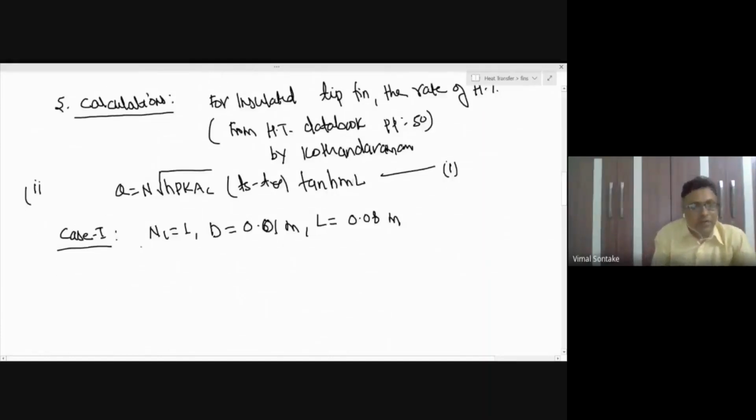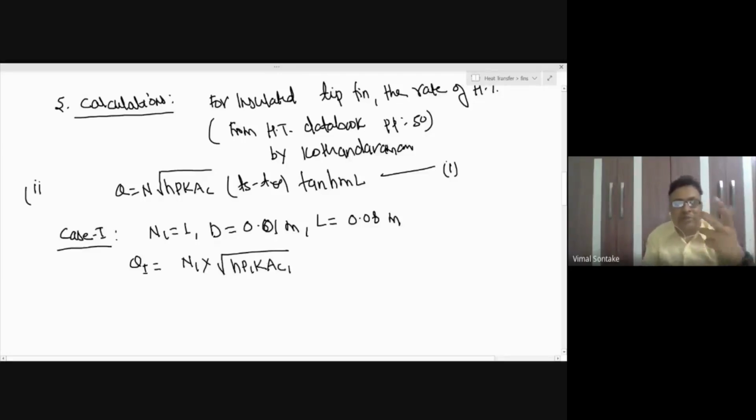Okay. So how can I calculate heat transfer rate in case 1? N1 into square root of h P1 k Ac1, because diameter is changing, so perimeter and cross sectional area will also get changed in case 1 and 2. That is why I am representing by suffix 1 in case of 1. Base and surrounding temperatures are same, tanh of m1 L.